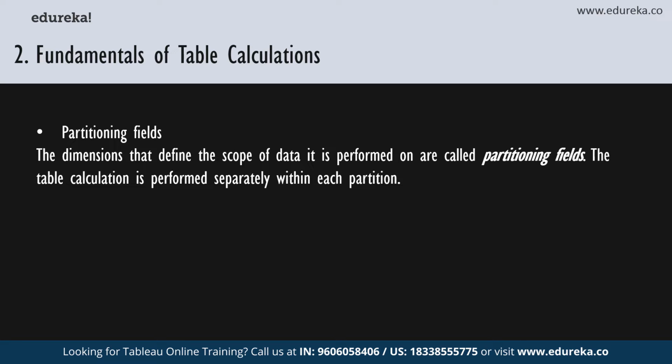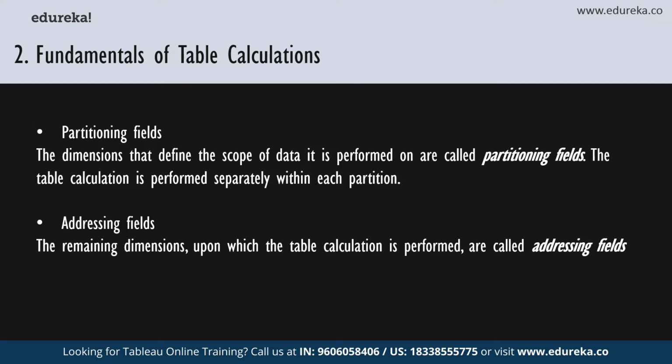Now, the remaining dimensions upon which the table calculation is performed are called addressing fields. These determine the direction of the calculation. The direction of the calculation is slightly tricky to understand, which we shall also cover in the later part of this tutorial. Basically, the direction in which the calculation moves, for example, in calculating a running sum, is determined by addressing fields. So when you order the fields in the specific dimension section of the table calculation dialog box from top to bottom, you are specifying the direction in which the calculation moves through various marks in the partition.